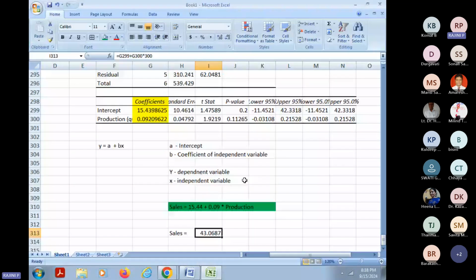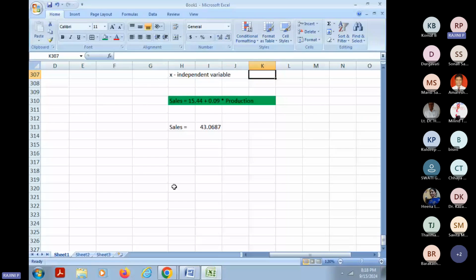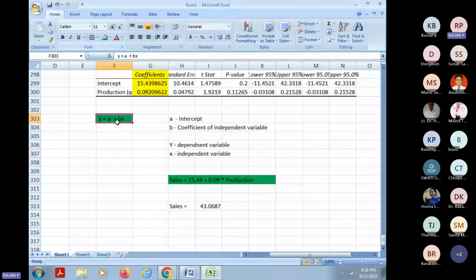See, regression equation. This is a general equation of the regression, called the regression model. Regression equation is y is equal to a plus bx, if there is only one dependent and one independent variable. Y represents the dependent variable, X represents the independent variable, A represents the intercept, and B represents the coefficient of independent variable, that is coefficient of X.